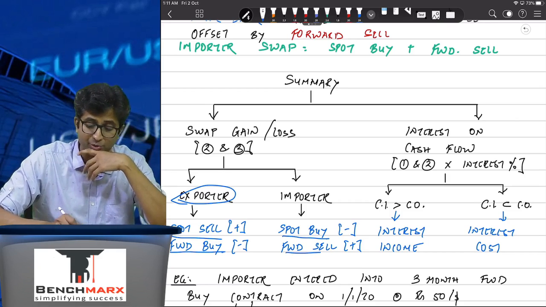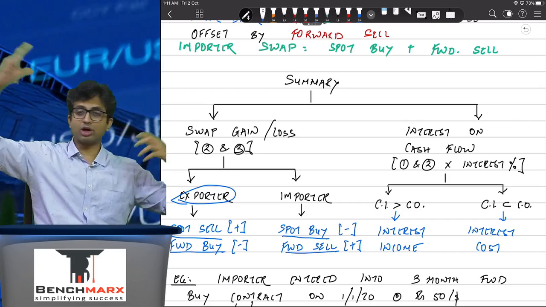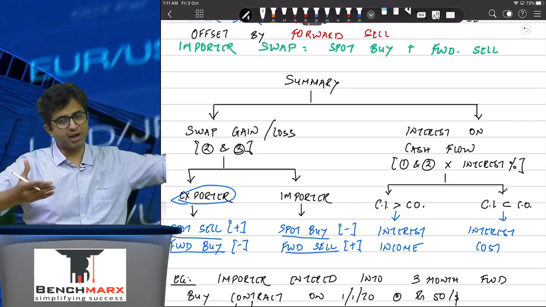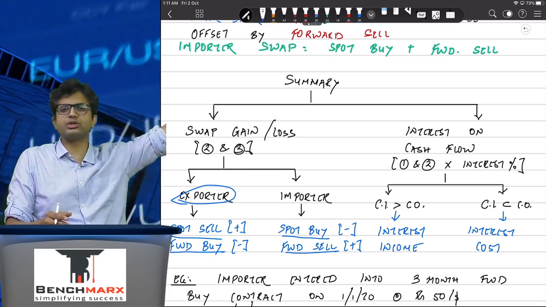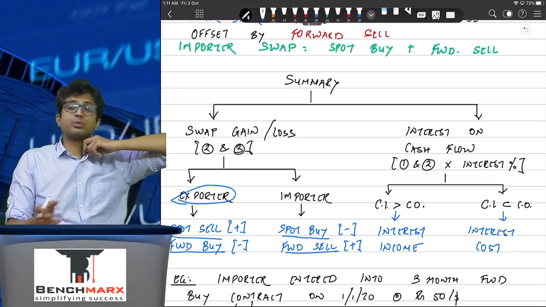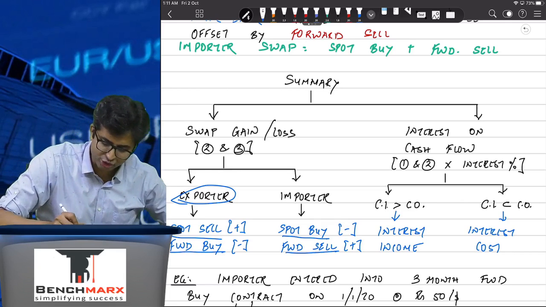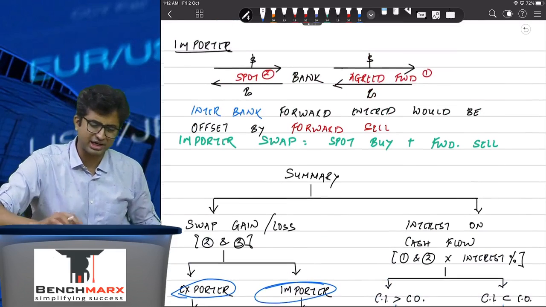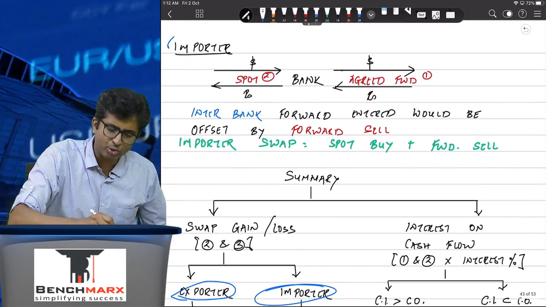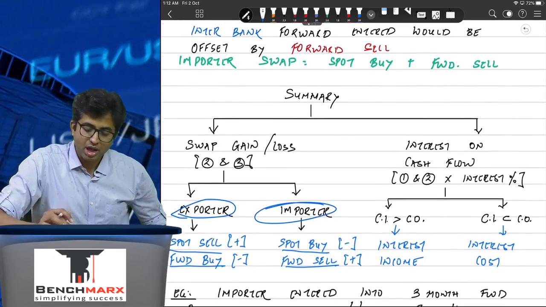The importer's will be the opposite. The importer will have to buy. In the importer's case, the bank will have to buy spot. Why? Because if the importer has to be given dollars, where will the bank give from? The bank will have to buy in the spot market. So the bank will have to buy the dollars in the spot market and cancel the original forward contract that it must have entered into in the interbank market. So these are the actions for importer and exporter. If you always make a chart like this, you will never have a problem.